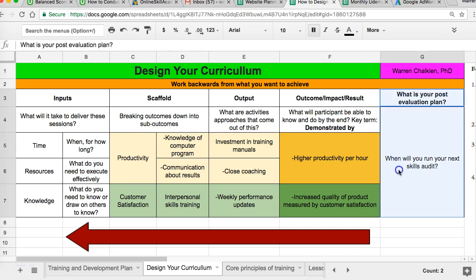And then finally, I've put this at the end. What is your post-evaluation plan? What is your way of evaluating? You've done a skills audit, but what is your next step and how are you going to evaluate the effectiveness of this intervention? So these are some things to consider as we go about designing a curriculum.